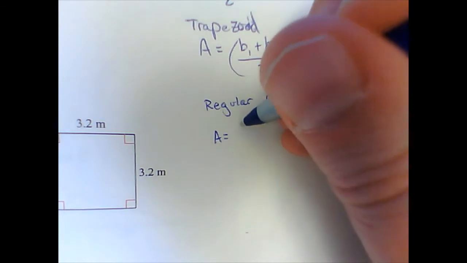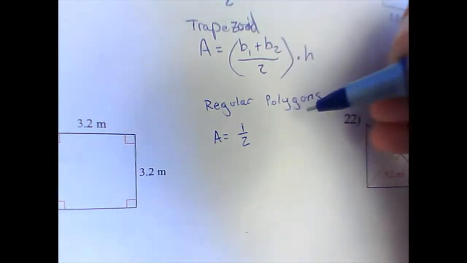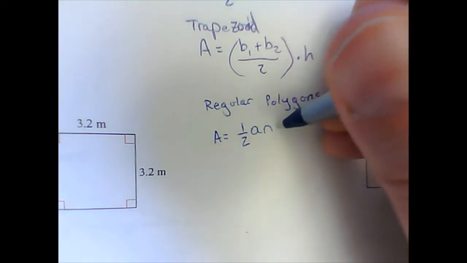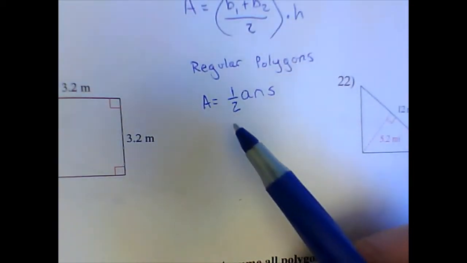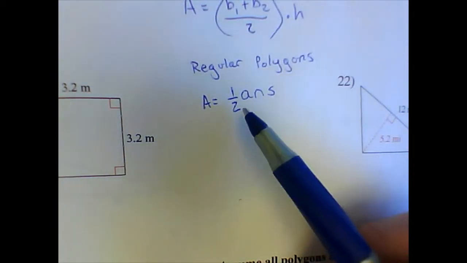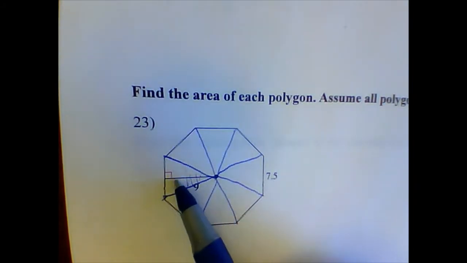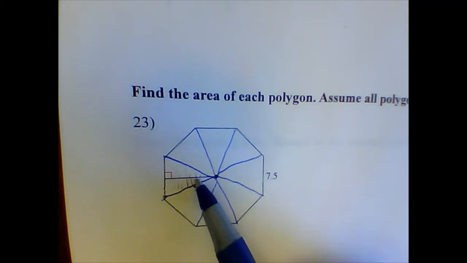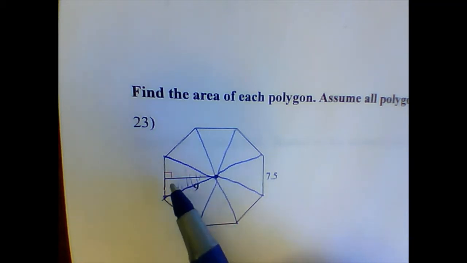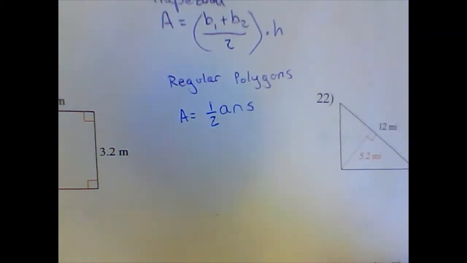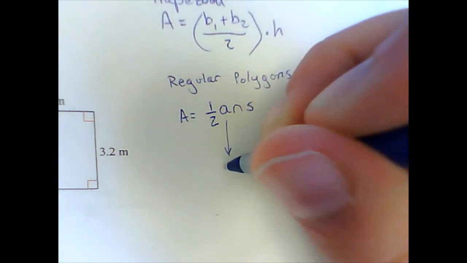I really like the regular polygon formula because it's easy to remember. It's 1/2 and then ANS, which is half of the word answer. So it's like I want half of that word, answer. Okay, A is the apothem. That's the height of the triangle, the little bitty triangle. Note that right angle, okay? So it has to hit the side at a right angle. It's called the apothem.